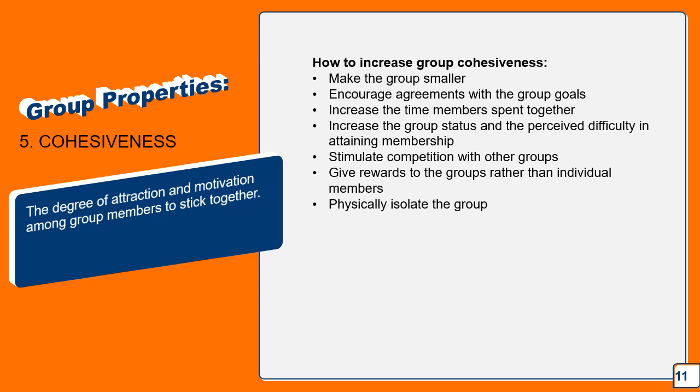And finally, the last group property is cohesiveness. Cohesiveness here means the degree of attraction and motivation among group members to stick together. So cohesiveness is keserasian ataupun keserasian lah, how group members feel attracted to one another. Okay, keserasian, to be together in one group.